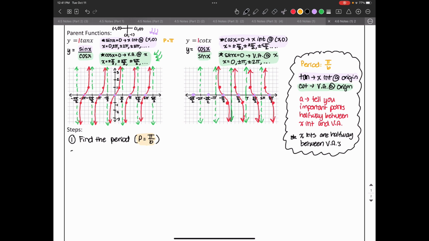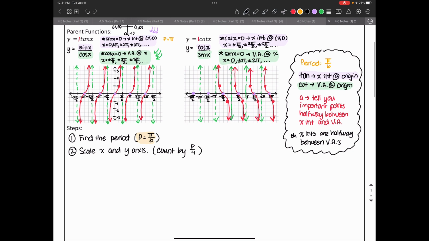The second step is to scale the x and y axis. You're going to be counting by the same thing that you would have in the case of sine and cosine. You'd take the period and divide by 4. So count by whatever the period is divided by 4.